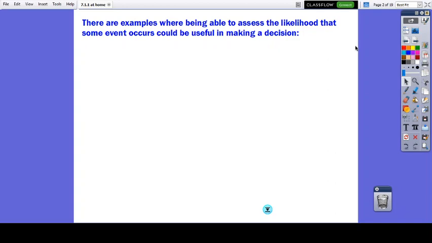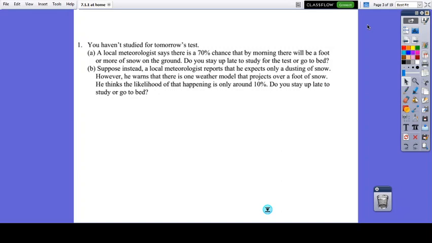Okay, so there are examples where being able to assess the likelihood that some event occurs could be useful in making a decision. So think about that. What we're going to get into here is how you assess the likelihood that an event occurs and use that in making a decision. There's lots of different things out there. There's the stock market. There's whether I bet on a team to win something. There's a lot of different examples out there where you want to assess the likelihood of something happening to make a decision.